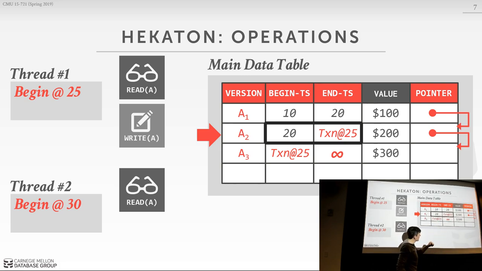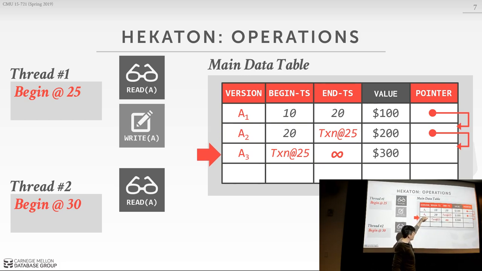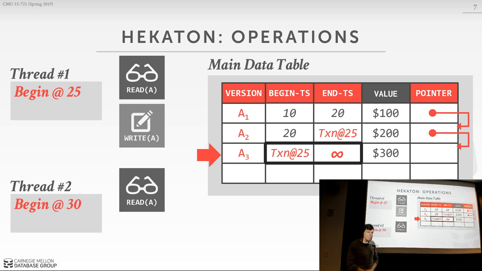Right? And we allow it to speculatively read this, right? And then we keep track that we read it, and we want to find out later whether the transaction specified by this timestamp commits when we try to commit. Yeah, so we are not treating the timestamp of the transaction at 25 as a very large number.